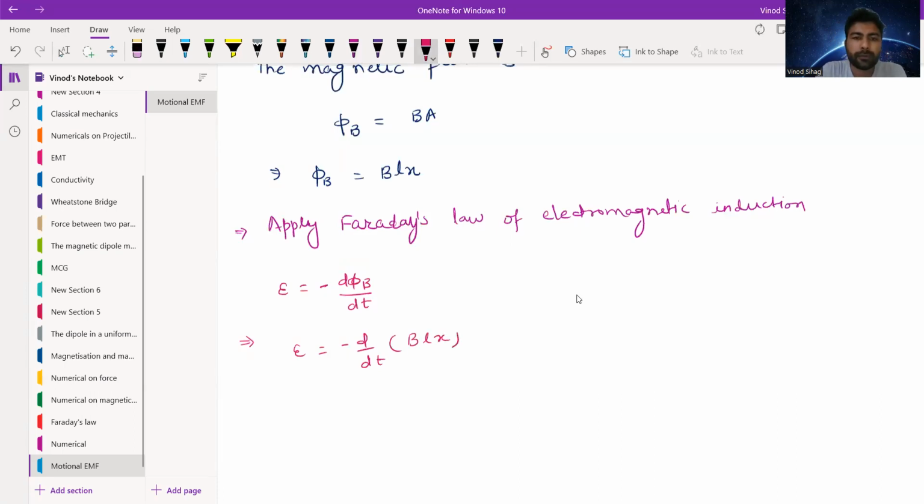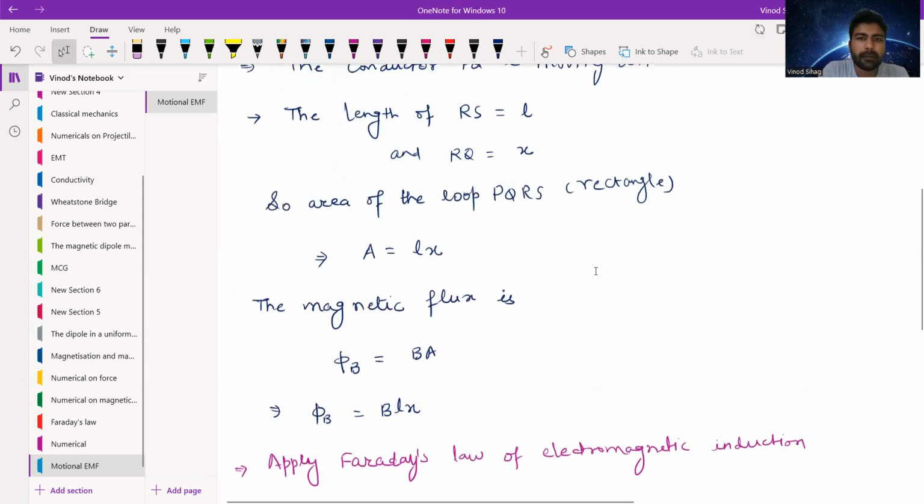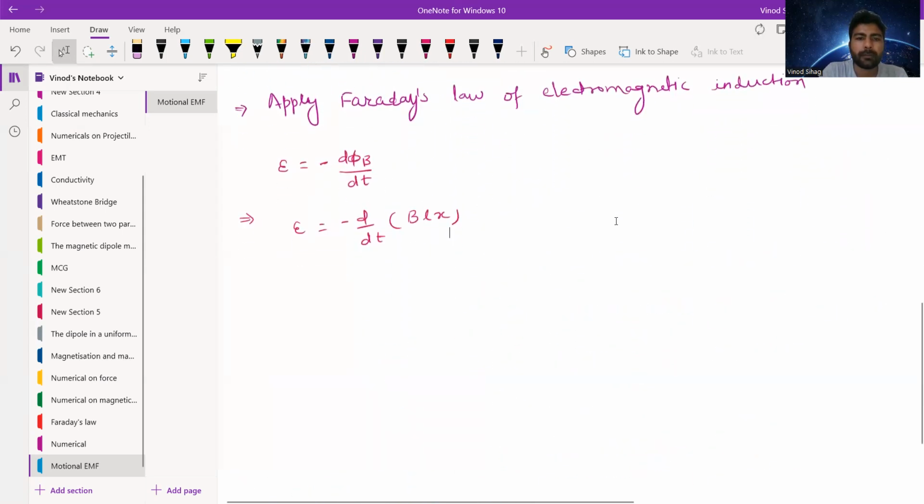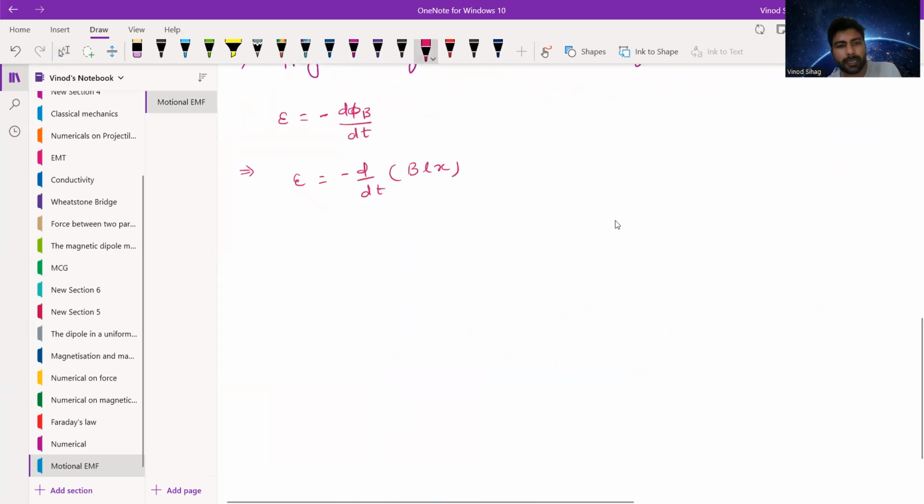BLX. So from the given diagram, we can see what is the variable thing and what is the constant. The length RS, or length L, is constant and the magnetic field is constant. Therefore we can take them out from the differentiation. So we will get E equals to minus BL dx upon dt. This is the equation.